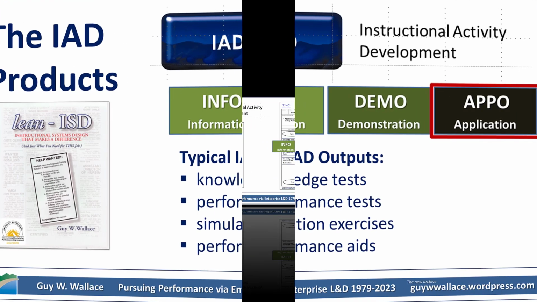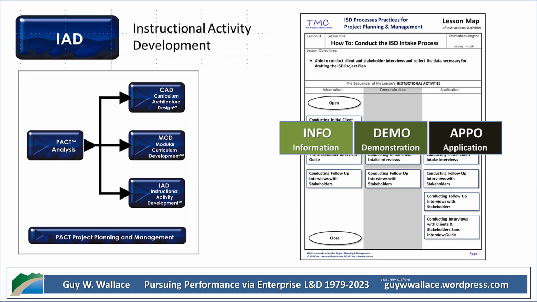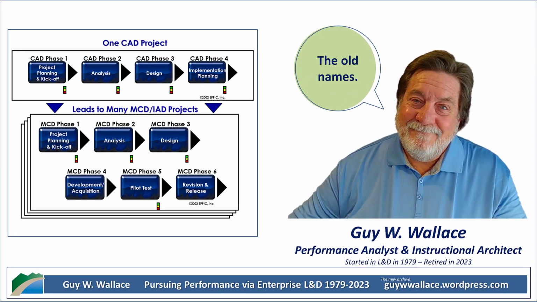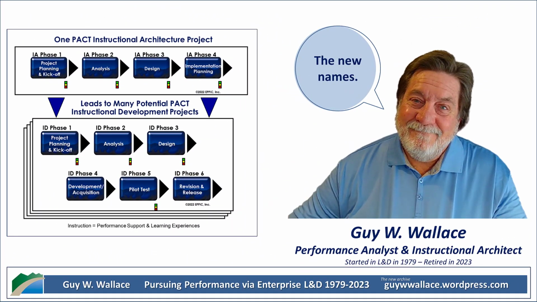Now the heart of Lean-ISD lies in these 5 PACT processes. These processes are all about creating training that is laser focused on improving performance and doing it fast. The 5 processes are PACT analysis, curriculum architecture design, or CAD, modular curriculum development, MCD, instructional activity development, or IAD, and finally PACT project planning and management.